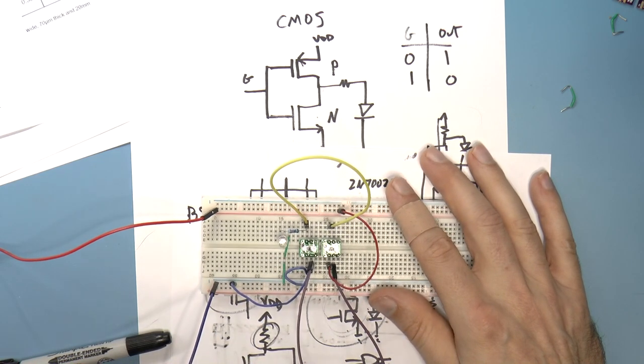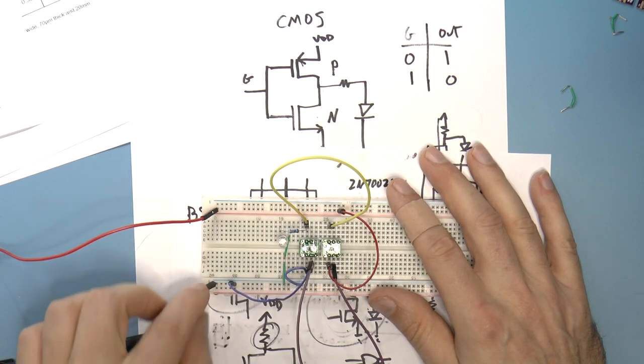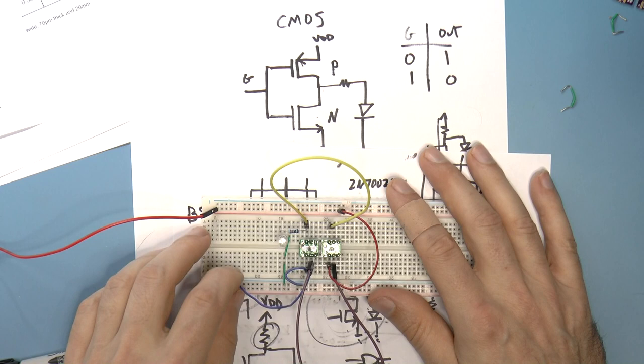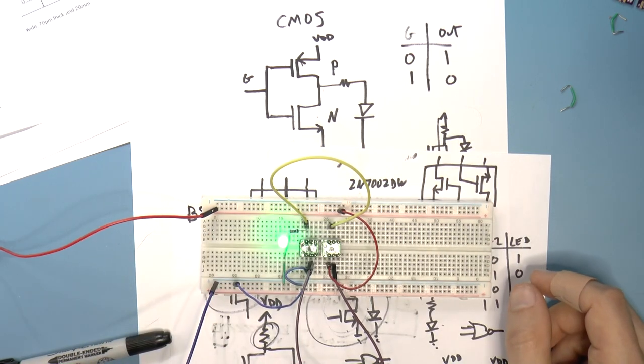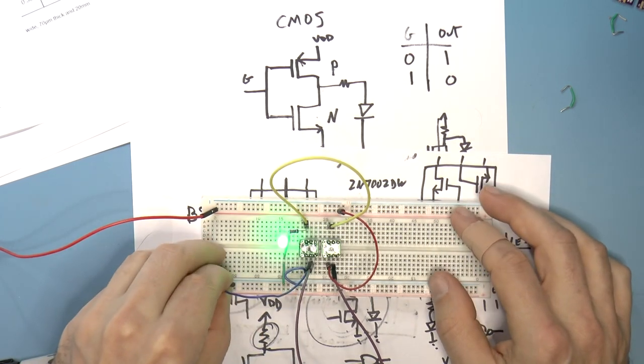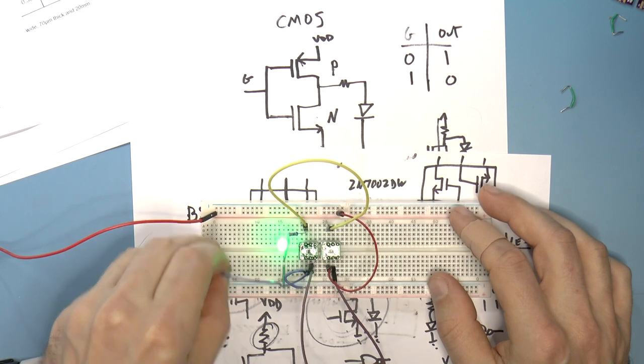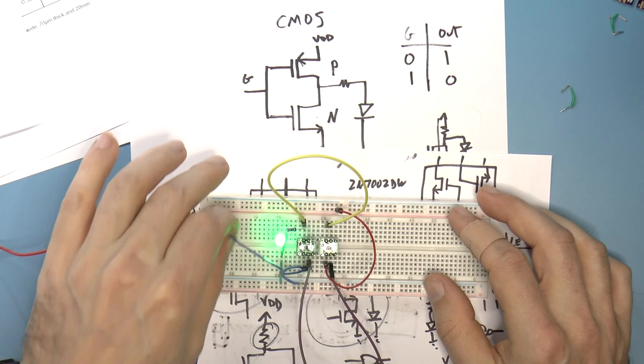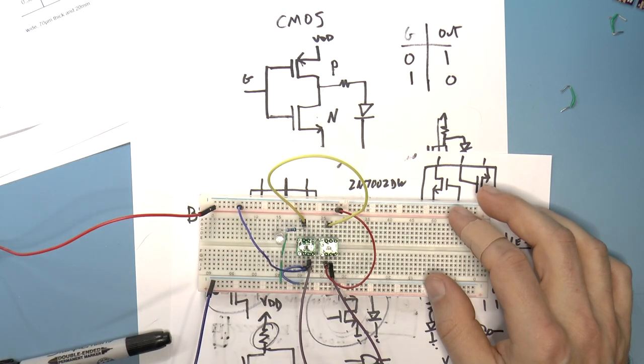So let's fire this up now because this is an inverter. So I'm connected to ground, which means that I expect the LED to light up, and it is. And now if I connect it to plus, the LED is off. So that works great.